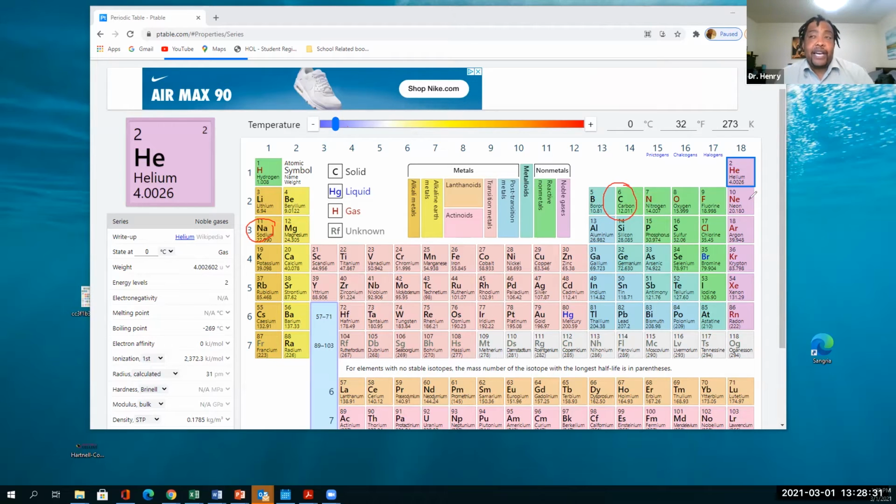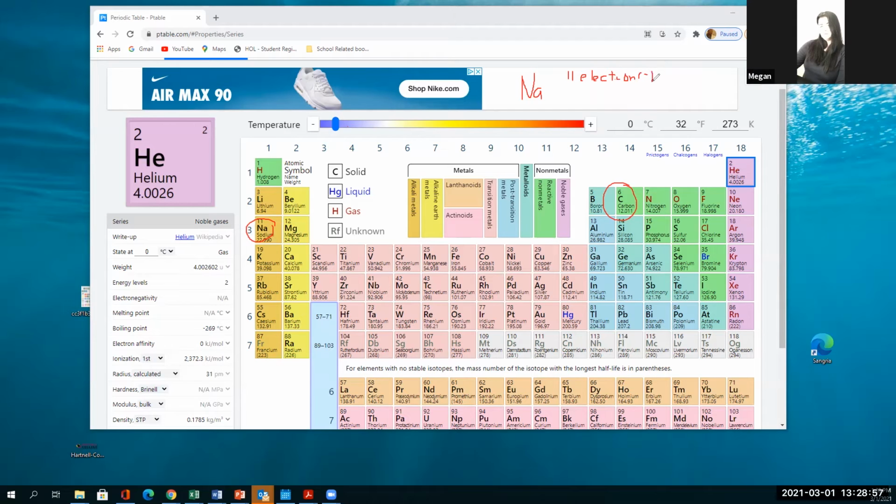Now, when it does that, sodium normally has how many electrons? 11. I'm just testing you, seeing how many people paid attention, because we just talked about it. How many protons? 11.